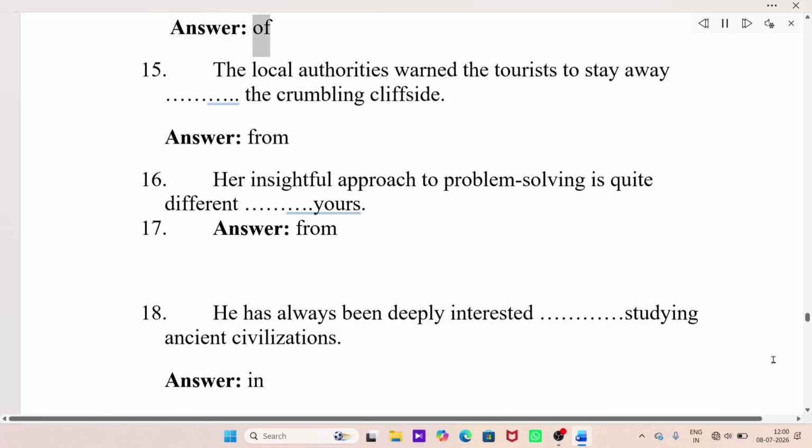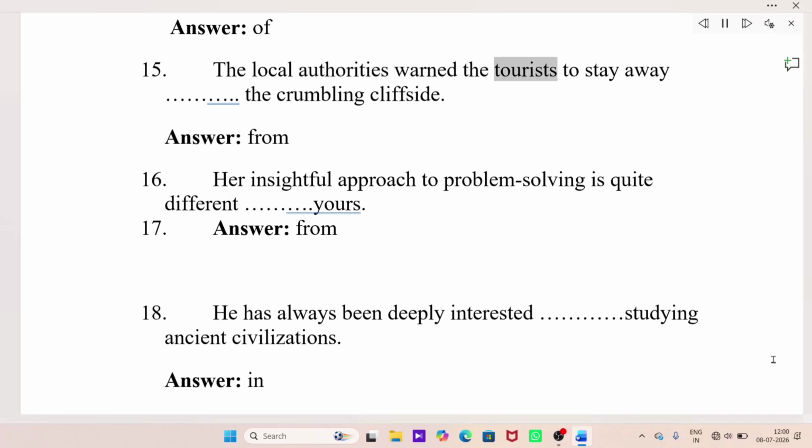Answer: of. The local authorities warned the tourists to stay away ___ the crumbling cliffside. Answer: from. Her insightful approach to problem solving is quite different ___ yours.